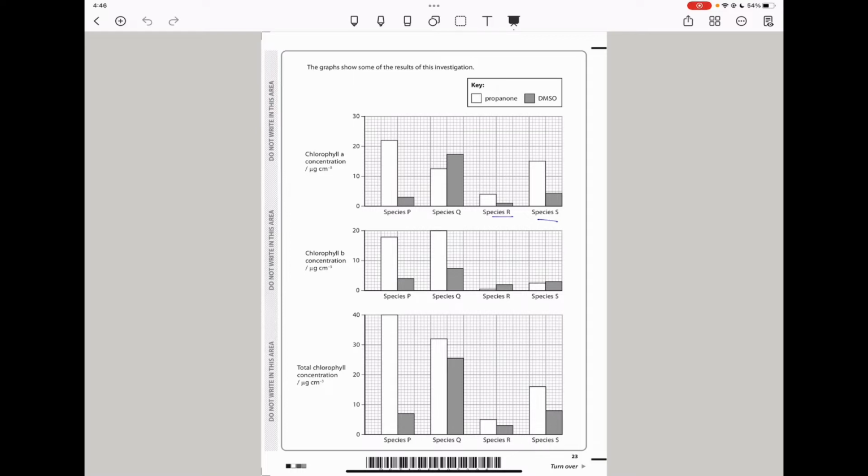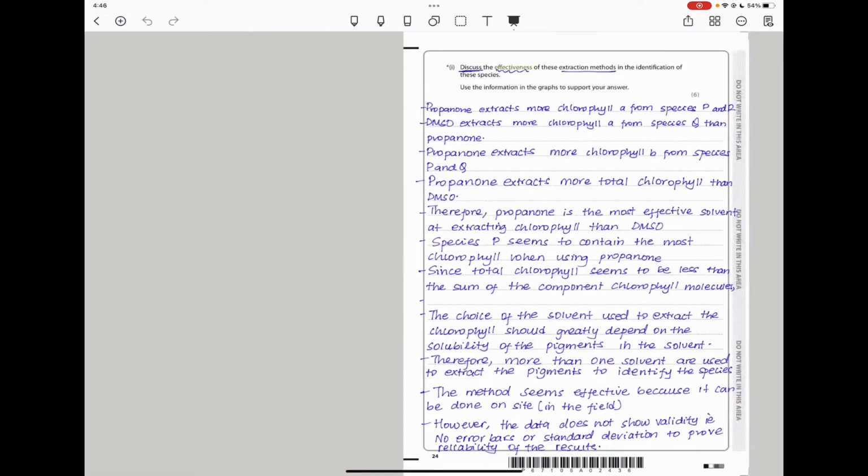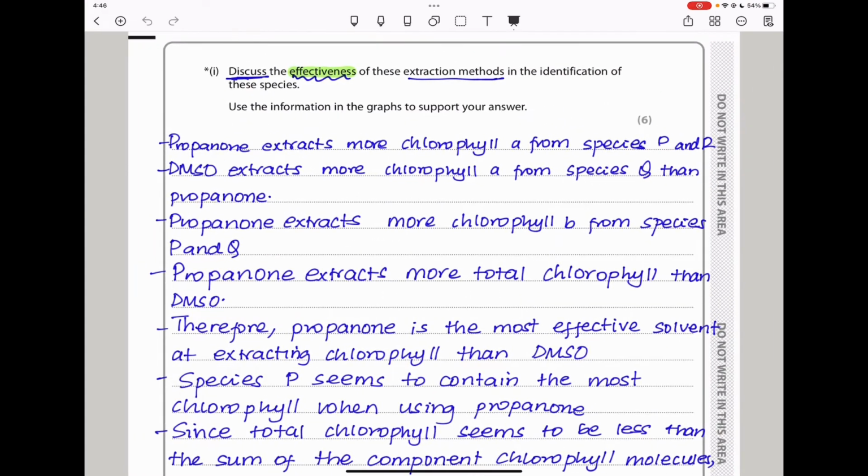So I will go to the next page to look at the questions that are being asked. So let me make it bigger here. They want us to discuss the effectiveness of these extraction methods in the identification of these species, and they want us to use the information in the graphs to support the answer.